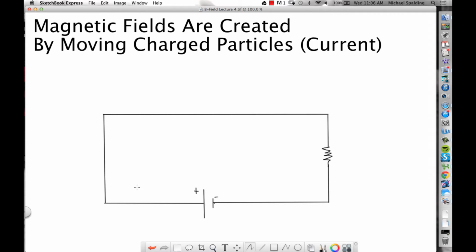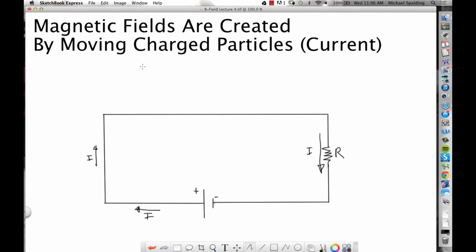So to put it real simply, what's magnetic fields really all about? Moving charged particles, okay? So here I have a circuit, and I put a resistor over here, just so we don't have a short circuit. So the current in this circuit is going around like this, right? You start at the battery, the current comes out of the battery, goes up like this, around like this, and then back down to the battery.